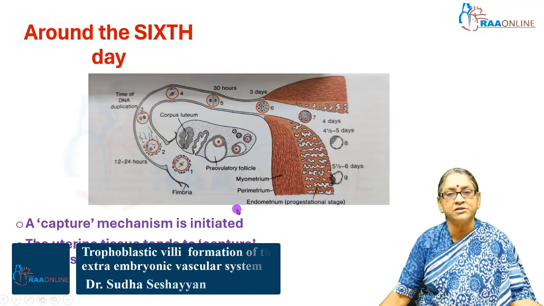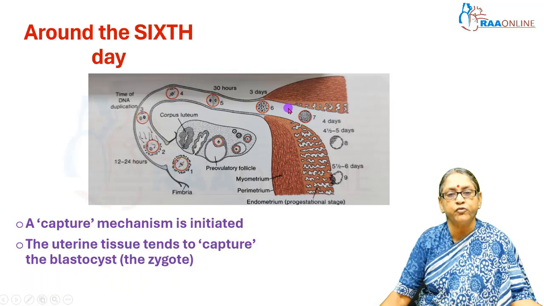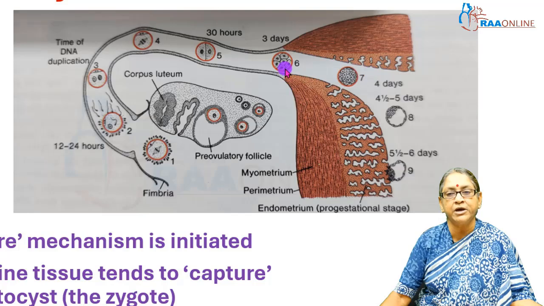So we'll see that in this picture, from here the zygote is moving, and by around the 6th or 7th day, it is pretty close to the uterine tissue, the myometrium, the endometrium here. As the blastocyst, here we find it is cleaving, and then the morula and the blastocyst here. As the blastocyst comes here, what's happening?